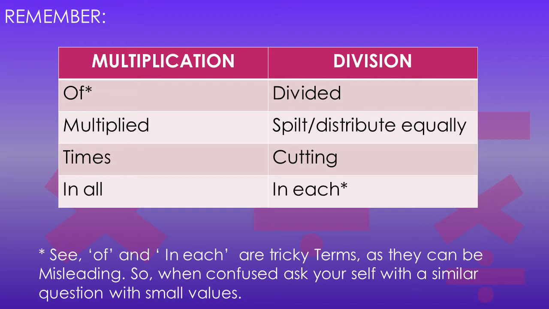So, when you are confused, ask yourself a similar question with a small respective value other than 1, because any digit multiplied by 1 or divided by 1, the answer is the number itself and you will be again confused. So take the digit which is more than 1.